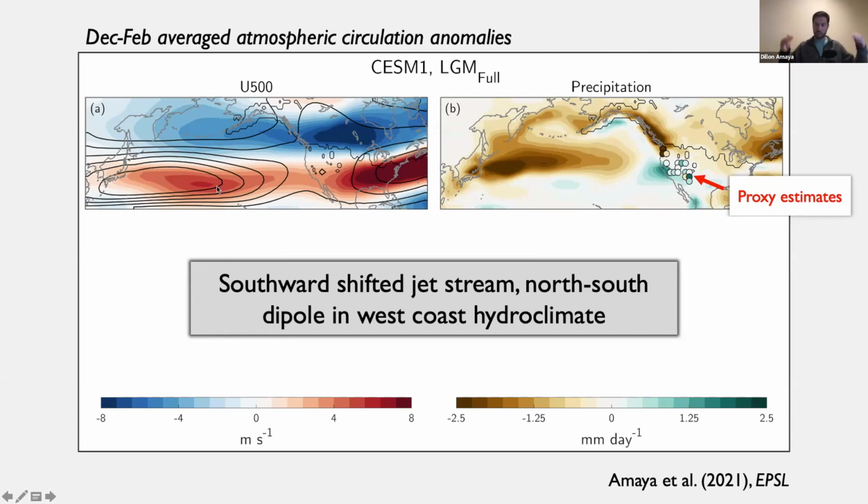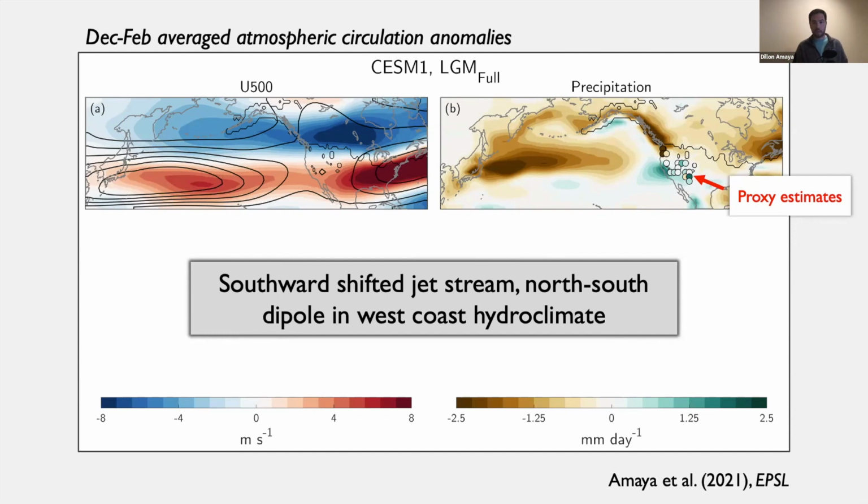So that's showing you that southward shift that everybody's been alluding to, and that as a result leads to a pretty marked shift in West Coast precipitation. And so you can see that dipole of wetter northwest, I'm sorry, drier northwest and wetter southwest. And that seems to align in our model with the proxy estimates really well, which we show in those circles there. So our model seems to be doing something reasonable.